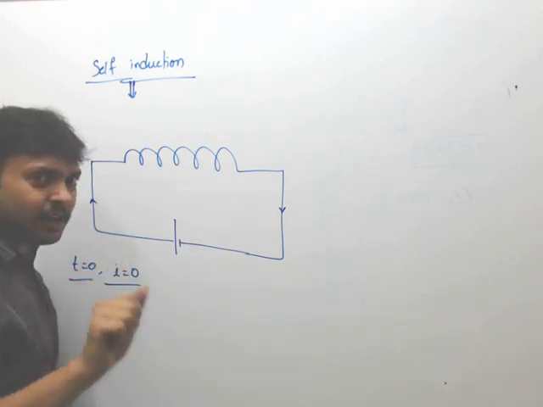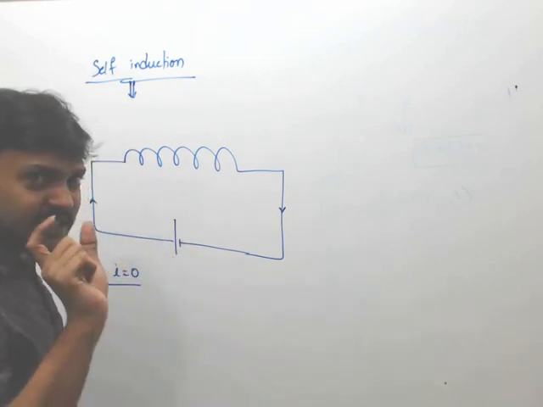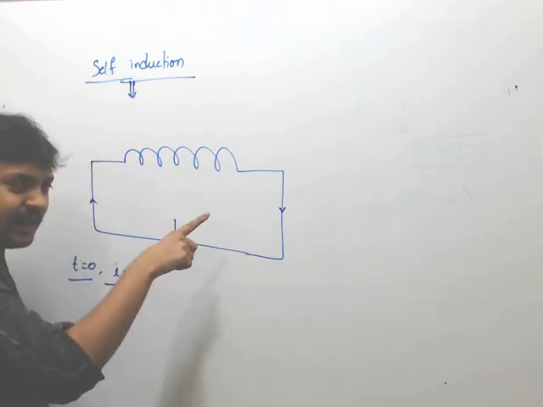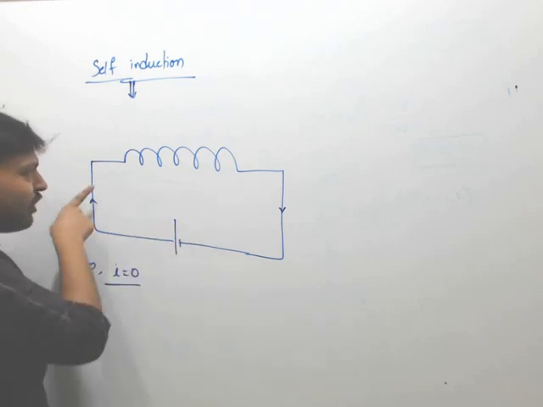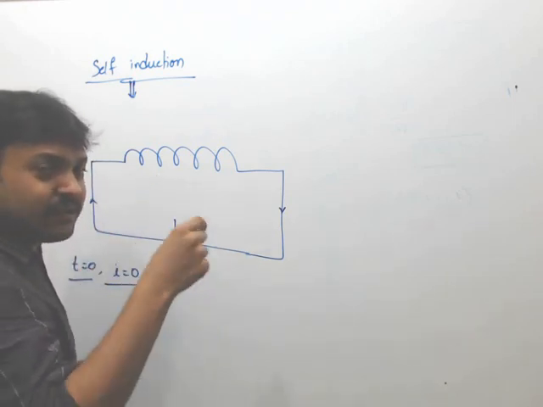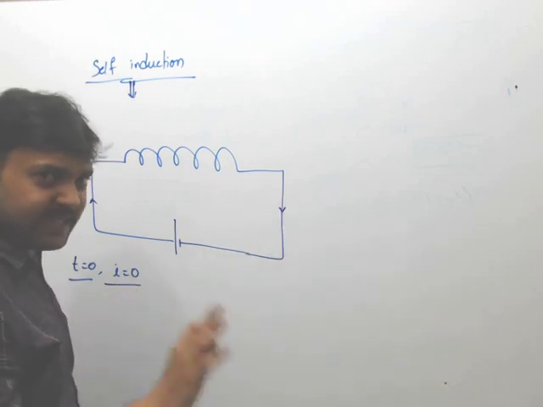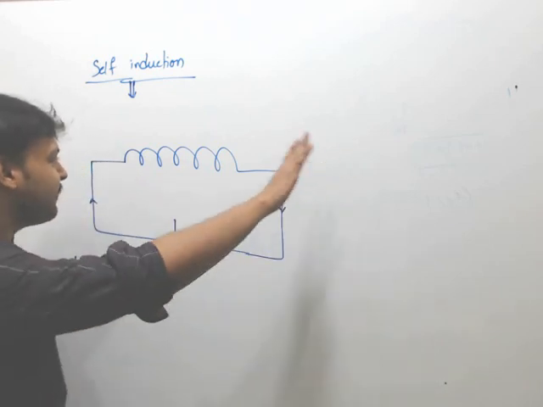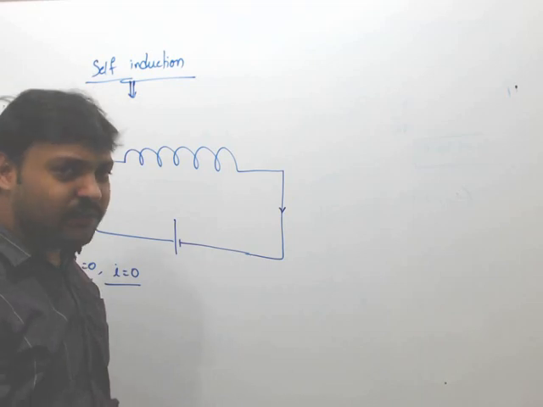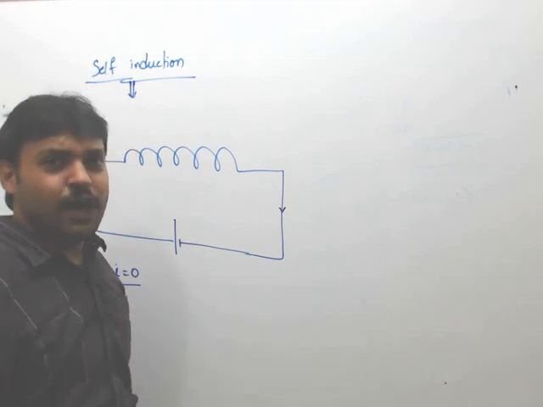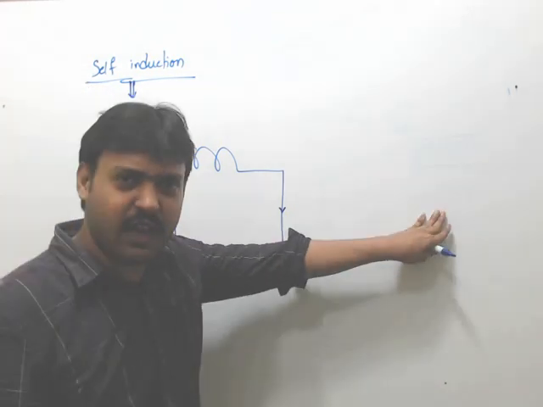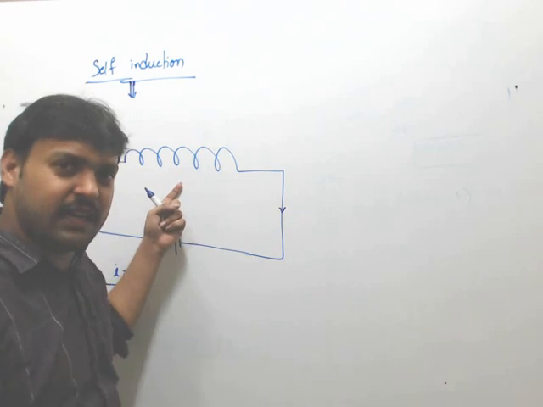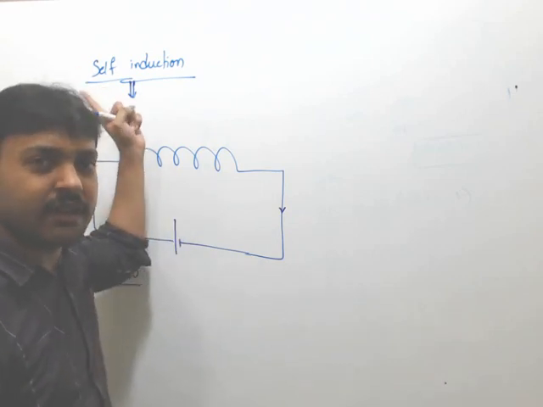Current is increasing, change is there or not? Already we discussed in this chapter that the word change is important. If current is changing, then what will happen? The magnetic flux linked with the coil changes. If the magnetic flux linked with the coil changes, then opposition will be developed. In the same coil or in the other coil? In the same coil. Current is flowing in which coil? In the same coil. Opposition developed in which coil? In the same coil. So we call it self-induction.